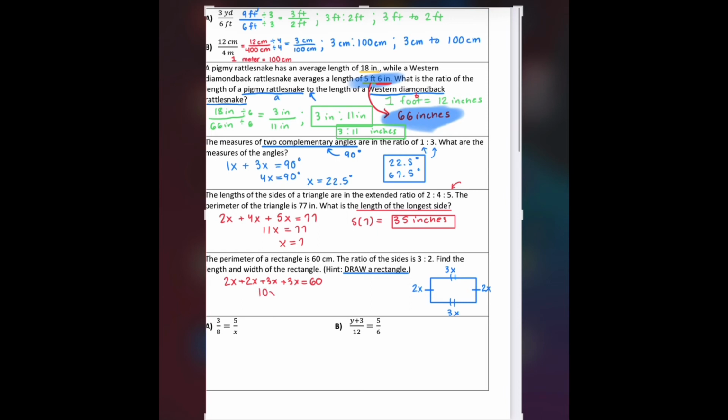So now we can just combine like terms, which is 10x is equal to 60, and divide by 10, which gives me x equals 6. Now to find the actual dimensions, we need to plug the x back into the sides of the rectangle, which give me 12 and 18 centimeters each.